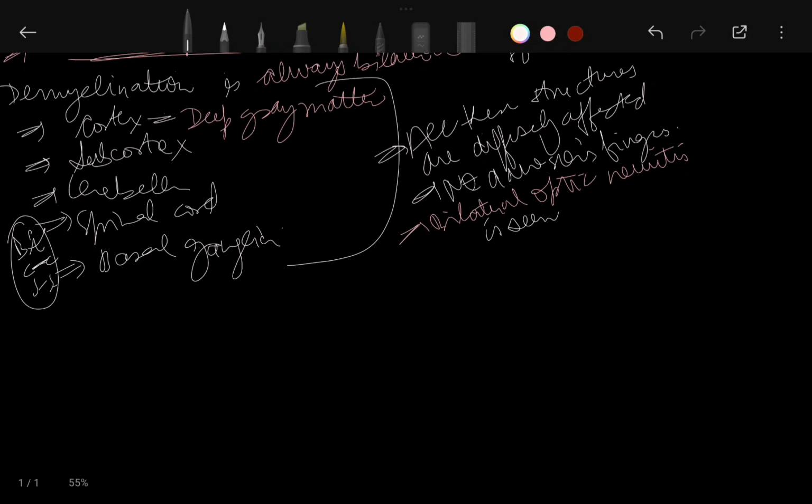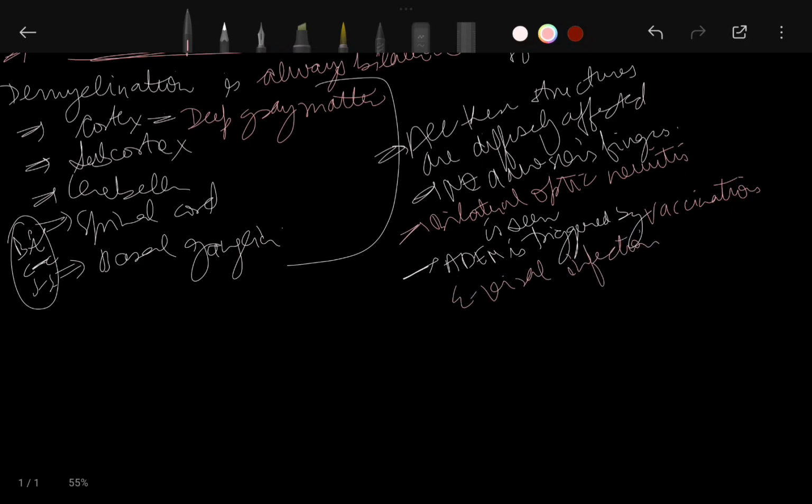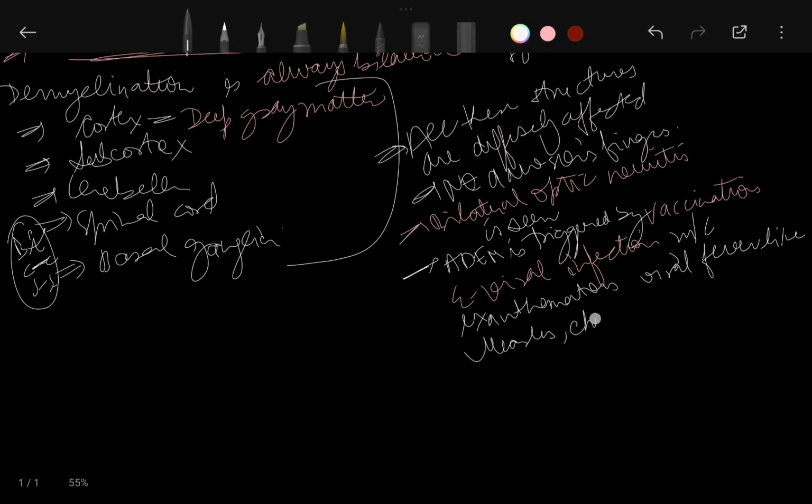In the clinical presentation, we have seen the affected parts. All these structures are diffusely affected, no dorsal fingers are seen, and bilateral optic neuritis is seen. ADEM is triggered by vaccinations and viral infections, most commonly exanthematous viral infections like varicella, measles, chickenpox, etc.